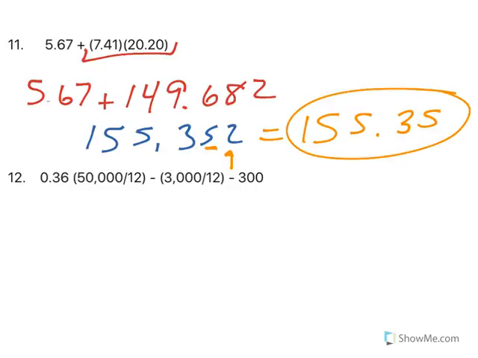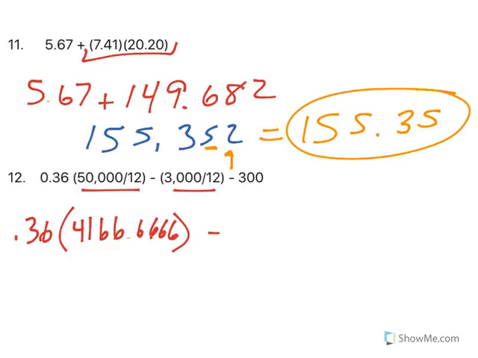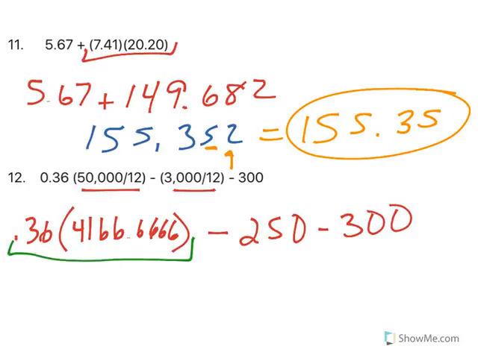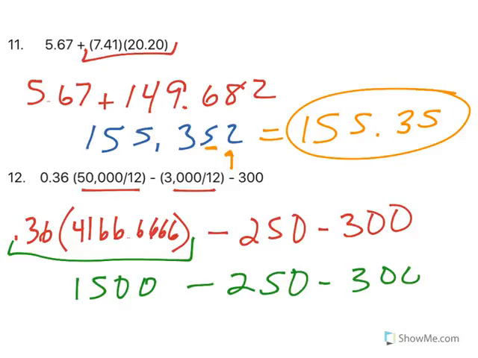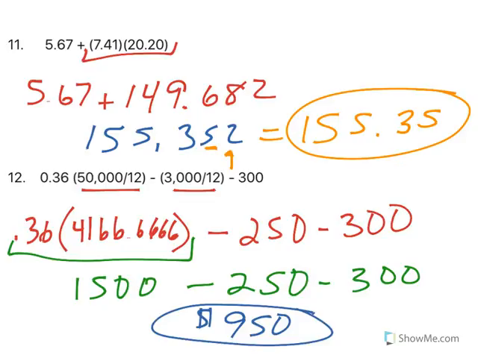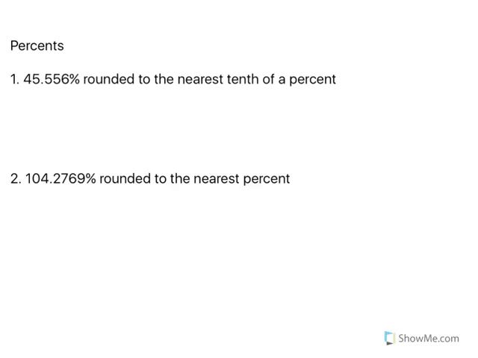Now, in number 12, we have groupings first. We have more than one grouping, so we have this grouping and this grouping. Let's do each one. I have 0.36 times the first grouping, which is 4166.66, and it keeps going on, minus 250 minus 300. Next order of business is multiplication. When I multiply these, I get approximately 1500. Subtract 250, subtract 300. All subtraction, we just go left to right, and I end up with 950. Again, number 12 here is another finance formula, so Unit 3.